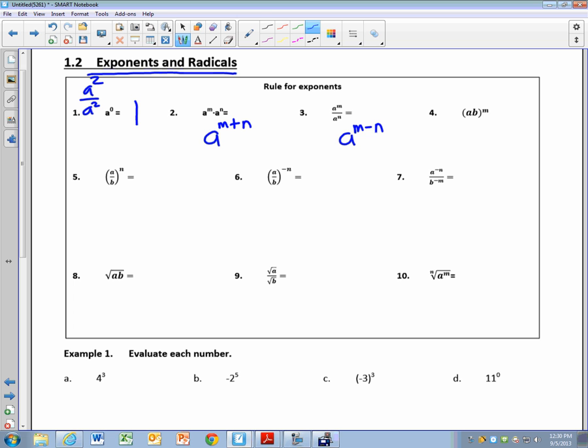What if you have two items that are being multiplied and an exponent on the outside? Raise both of them to the exponent. That becomes a to the m, b to the m. So you can distribute exponents over multiplication. Can you distribute exponents over addition? Is this equal to a to the m plus b to the m? No, you can't do that.